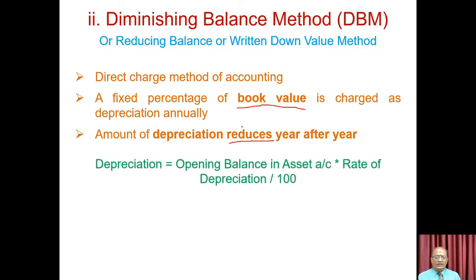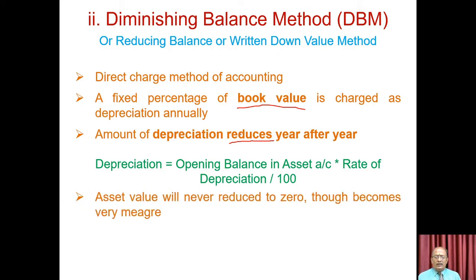Here, the formula is depreciation is equal to opening balance in the asset account multiplied by the rate of depreciation by 100. Now, will the asset value be reduced to 0? No. Be careful. It will never reduce to 0. Why? Every time we are subtracting as depreciation only a portion of the balance. So naturally, the amount may become very meager, but it will never be closed.